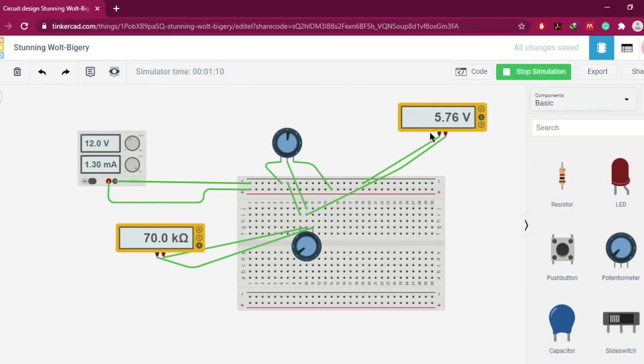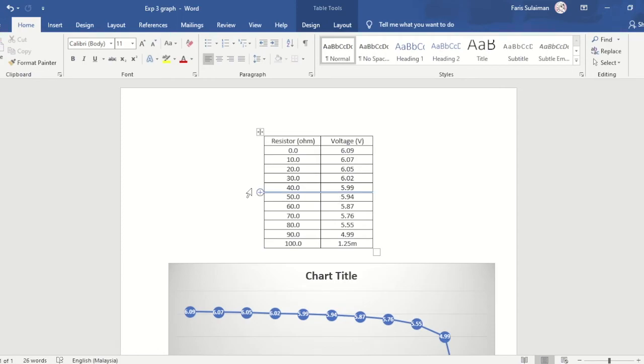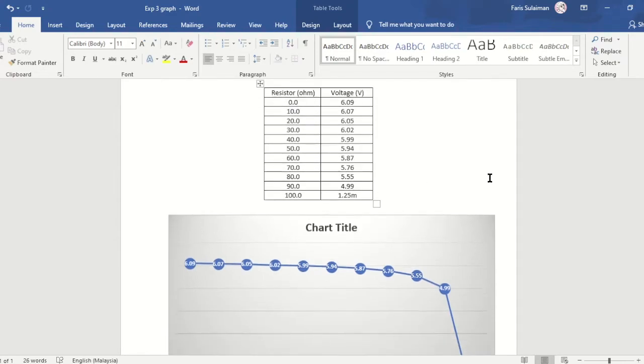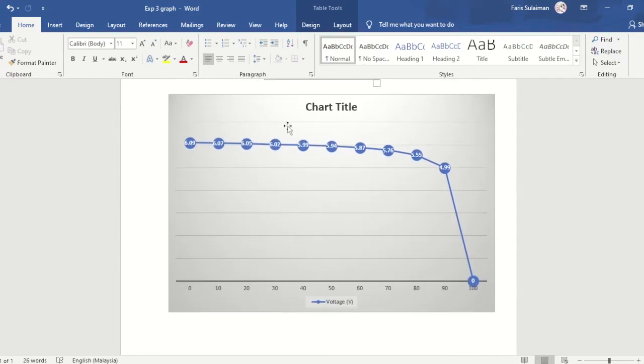70 kilo ohm, 5.76 volt, 80 kilo ohm, 5.55 volt, 90 kilo ohm, 4.99 volt, and lastly 100 kilo ohm, 1.25 millivolt. I've recorded the experiment, and this is what I got. I've already placed it in the table and then built the graph according to the result achieved.